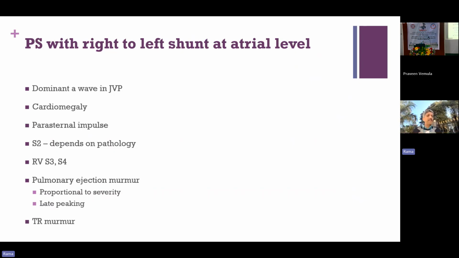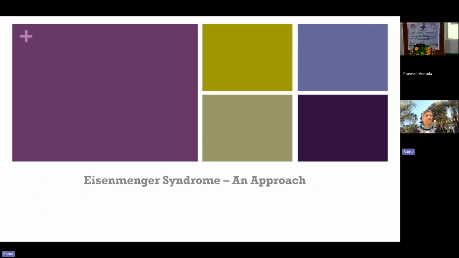If there is heart failure, there can be CV waves, and there should be cardiomegaly. There has to be a parasternal heave. The S2 depends on the pathology. There can be RV S3 or S4, and the pulmonary ejection murmur is very prominent and is proportional to the severity of the condition. It's a late peaking murmur, and there can be a TR murmur that can be found.